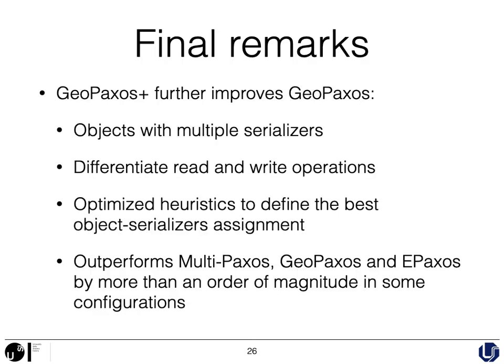To conclude, I've presented GeoPaxos Plus, which shows further improvement and extension to GeoPaxos. Now objects can have multiple serializers. We differentiate read from write operations. We presented a heuristic to define the best positioning, the best serializer for each object, and we also presented an optimization to this model. And the results show that GeoPaxos Plus outperforms MultiPaxos, GeoPaxos, and ePaxos by more than an order of magnitude in some configurations.